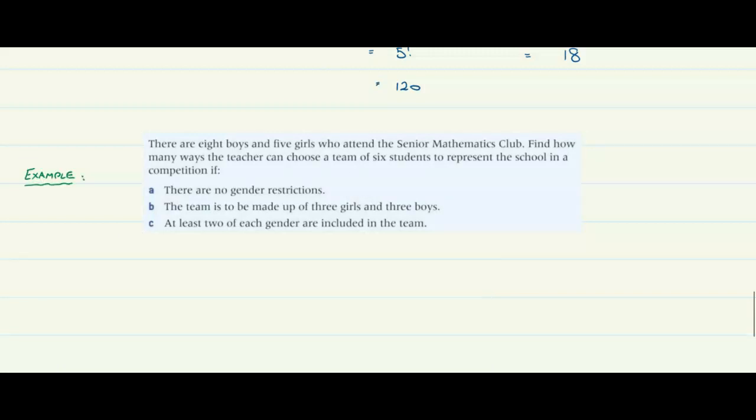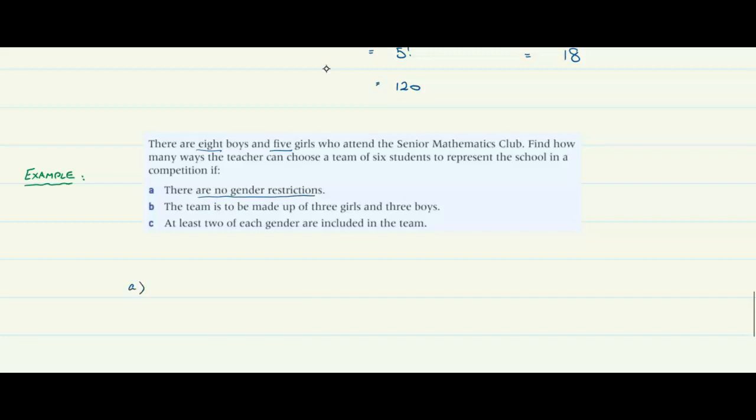Okay, so I've got a mixture of boys and girls, 8 boys and 5 girls who attend the senior maths club. Find how many ways the teacher can choose a team of 6 students. Okay, so let's consider this. We've got 13 students and they're split into 8 boys and 5 girls. This is a very, very common question. So we're choosing 6 from 13, and part A says there are no gender restrictions.